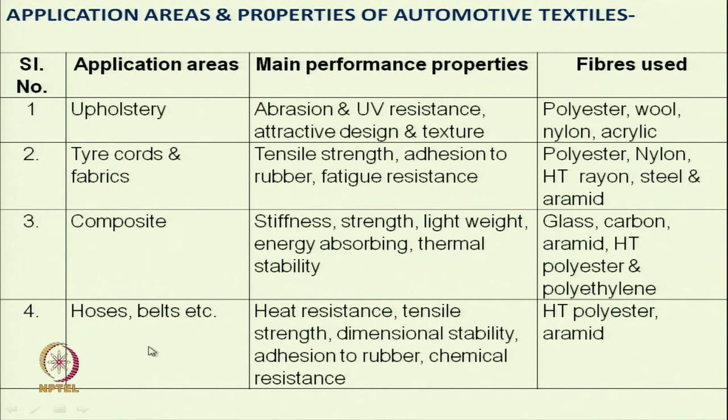For hoses and belts, the main requirements are heat resistance. For hose we require heat resistant fiber, for belt tensile strength, dimensional stability, addition to rubber, chemical resistance, these are the requirements. So, for hose addition to rubber should be there, because rubber reinforced hoses, fiber reinforced rubber hoses are used. So, high tenacity polyester and aramids are used in these areas.